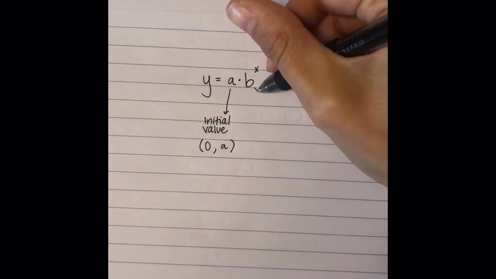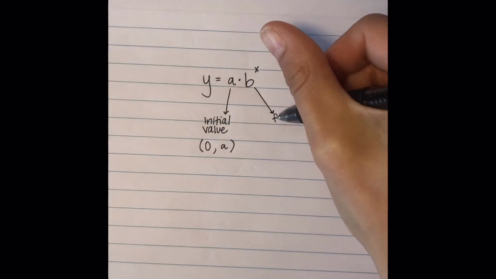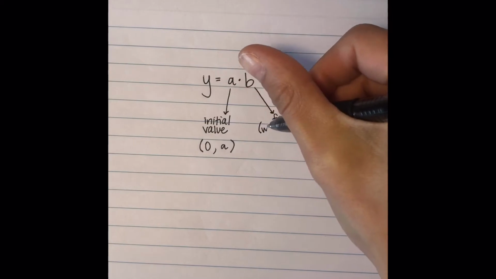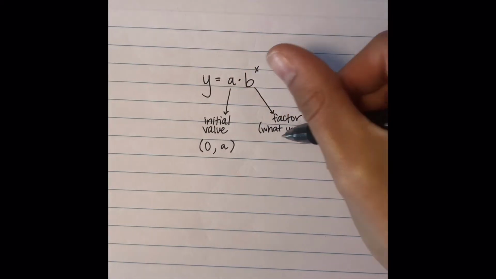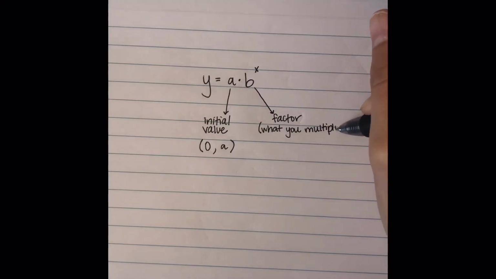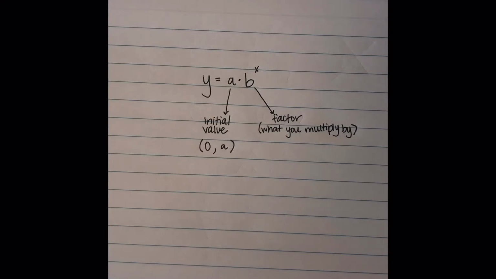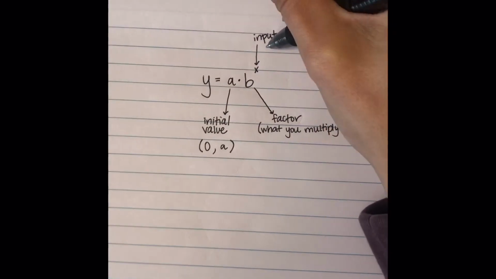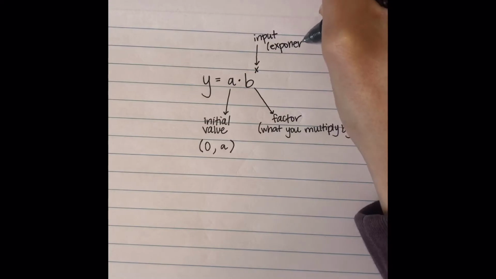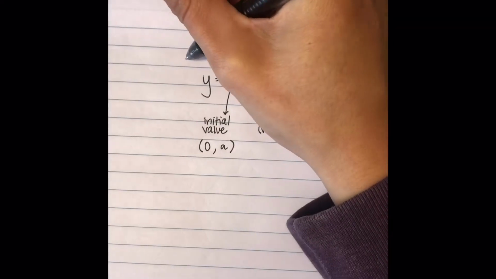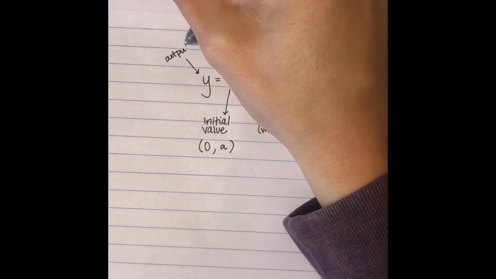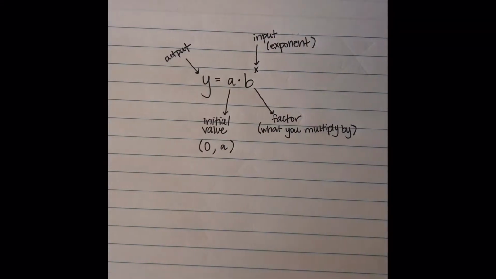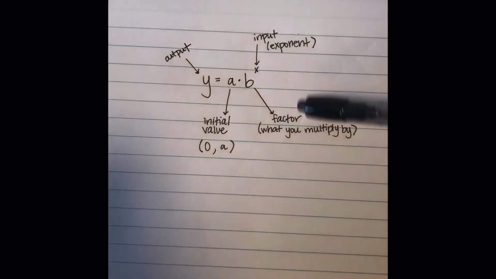All right, b is the factor, or what you multiply by. A little bit harder to tell, but that's what you multiply by. X is your input, and it is an exponent. That's why this is an exponential equation. And y would be your output. So we'll use this formula, I guess, to write equations that are exponential equations.